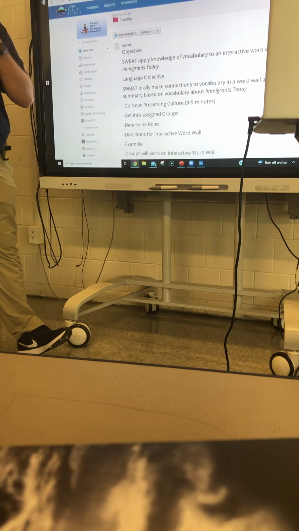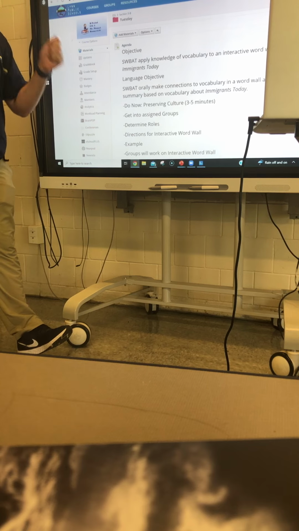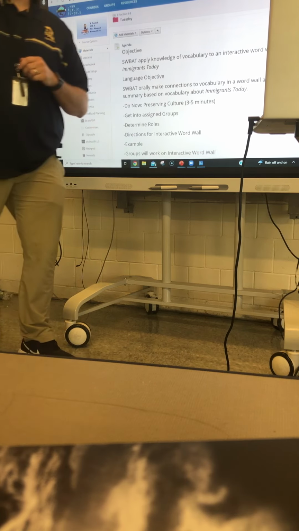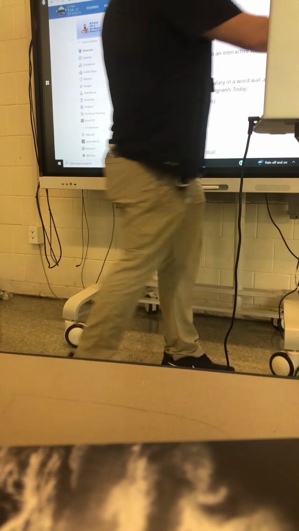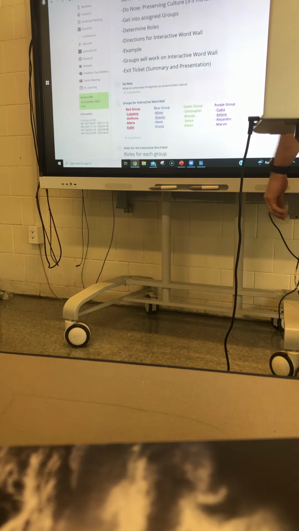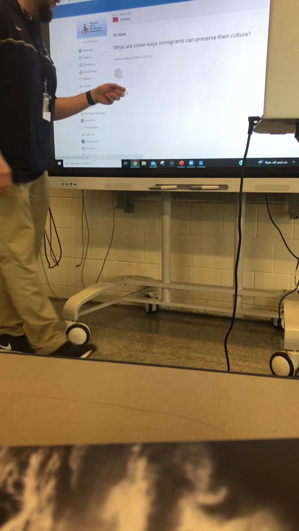So to start, we'll have a quick do now about preserving culture. Then we'll get into groups. I assign the groups based off of the work from yesterday. I'm going to give you roles, directions, an example, and then you'll do the work, and then a summary. So to start, do now. Your do now is going to take like 3 minutes.